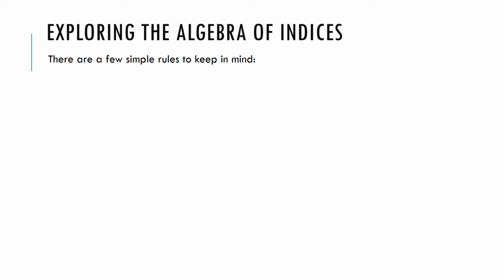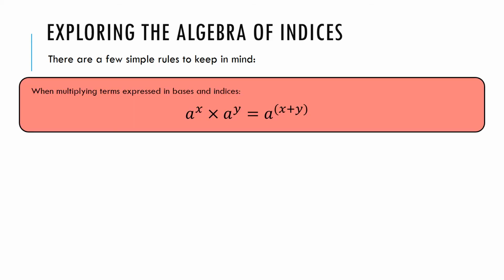There are a few simple rules to keep in mind when you're thinking about the algebra of indices, when you're thinking about adding them or manipulating equations that involve indices. If you're multiplying terms that are expressed in bases and indices, then you add the indices. So here a to the x times a to the y is exactly the same as saying a to the power of x plus y.